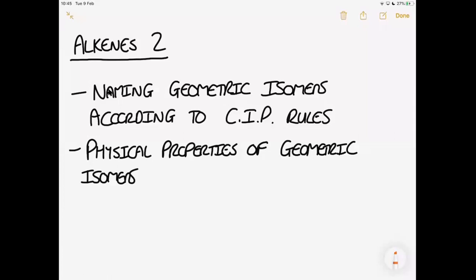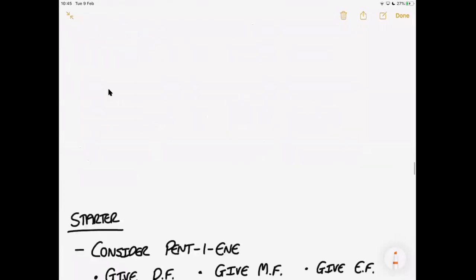Hello and welcome to lesson 2 in the alkenes topic. So this lesson largely builds on what's in lesson 1, particularly the focus on geometric isomerism and spotting geometric isomerism, and naming more complex geometric isomers according to a set of rules called the CIP rules. Okay, so we've got some starter questions.